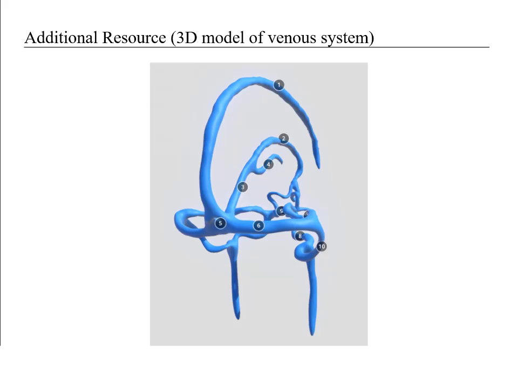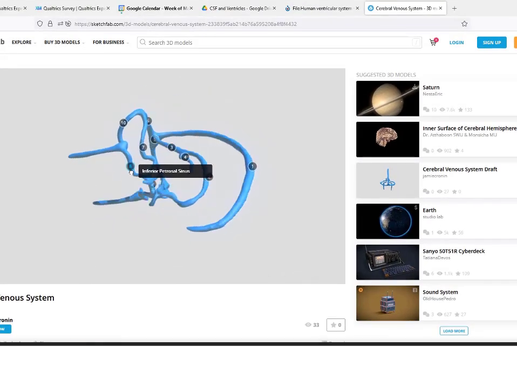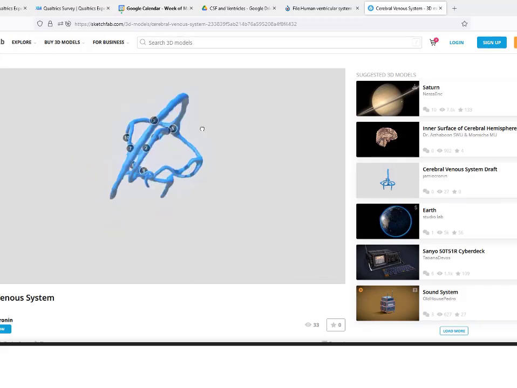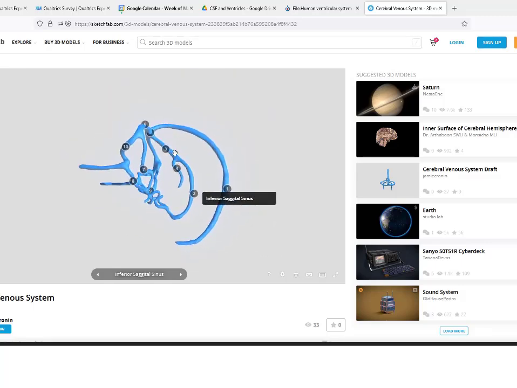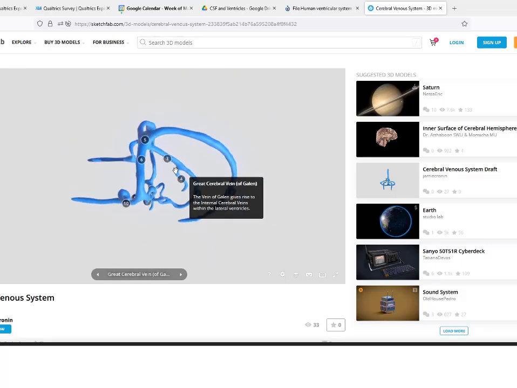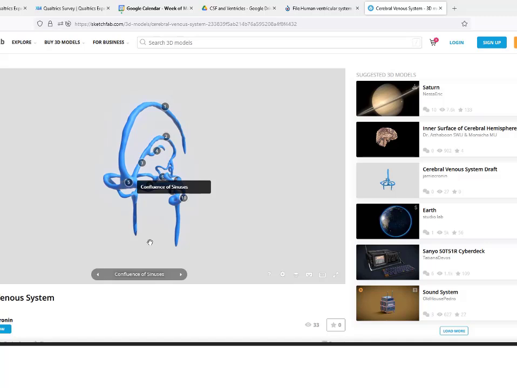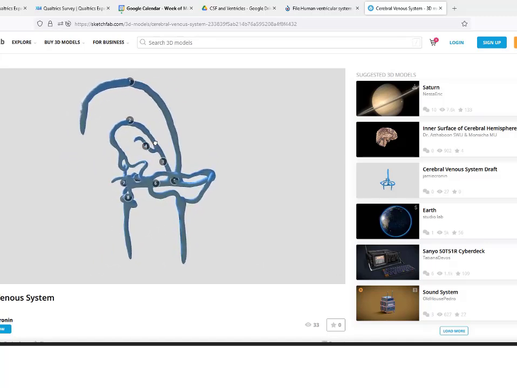So there's a 3D resource here on Sketchfab. If you go to Sketchfab and you type in cerebral venous system, you can see this model. This shows all the different parts of the venous system as they sit in the skull. So number 1 is the superior sagittal sinus. 2 is the inferior sagittal sinus. 3 is the straight sinus. 4 is actually the great cerebral vein of Galen. We have the confluence of sinuses, transverse sinus. You can play around with this on your own and see how these are labeled.